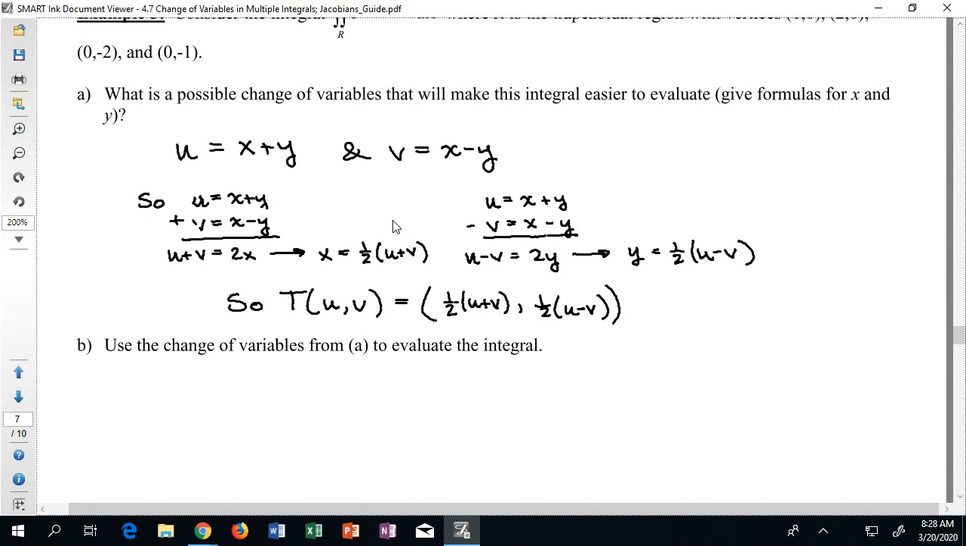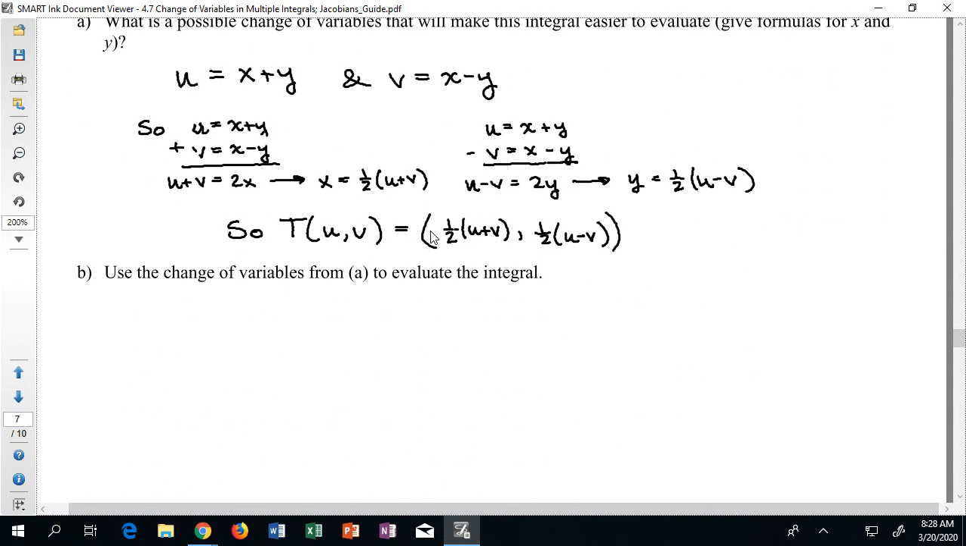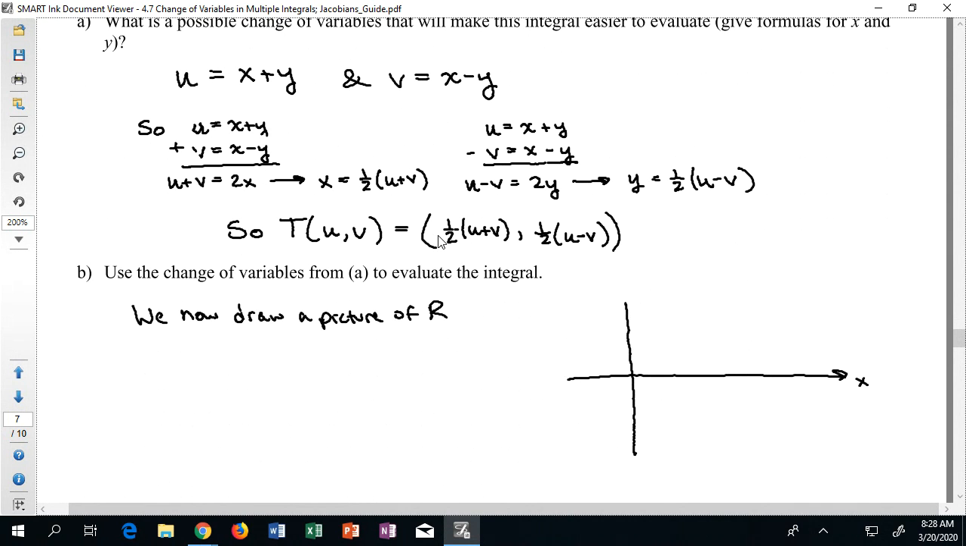Let's see what we can come up with for part B. Use the change of variables from A to evaluate the integral. Okay, so we've kind of already completed step 1 up above. And so step 2 was, can I draw a picture of the region? Okay, so I'll say here that we now draw a picture of R. So we were told that R is a trapezoid in the XY plane, and it had the following vertices.